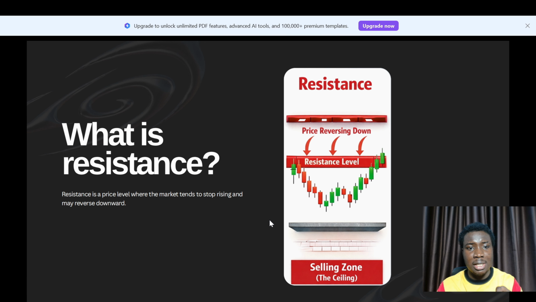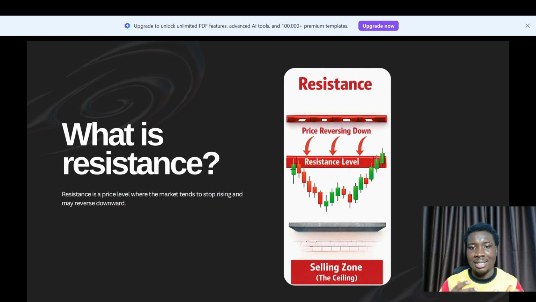Next up is what is resistance. Okay, resistance is a price where the market tends to stop rising and may reverse downward. Now this is also the inverse of support, and we'll get to that. It means if the market has been trending up, giving us a series of higher highs and higher lows, and the market bounces off a resistance, the trend changes. Now if this market starts giving us a series of lower highs and lower lows, you can also look for a resistance that this market created around that is bound to be respected.